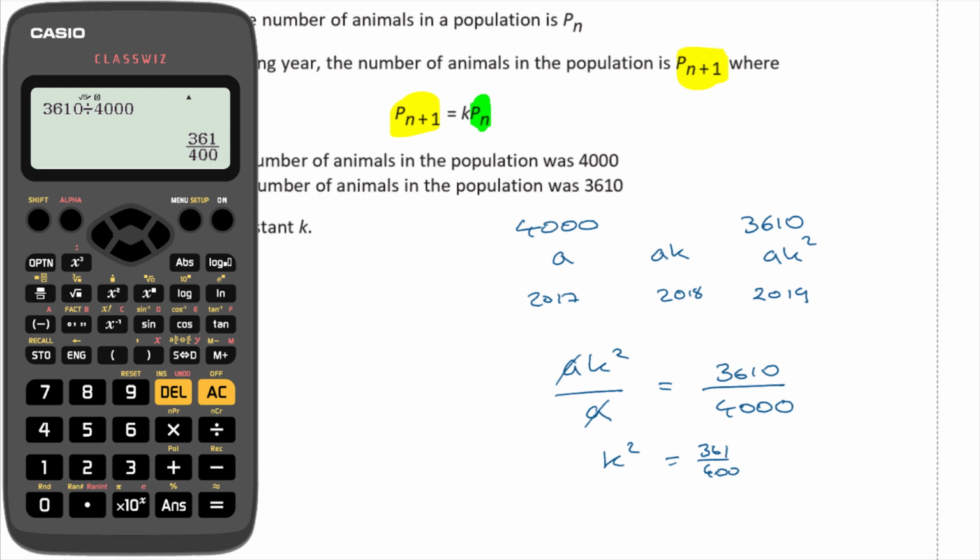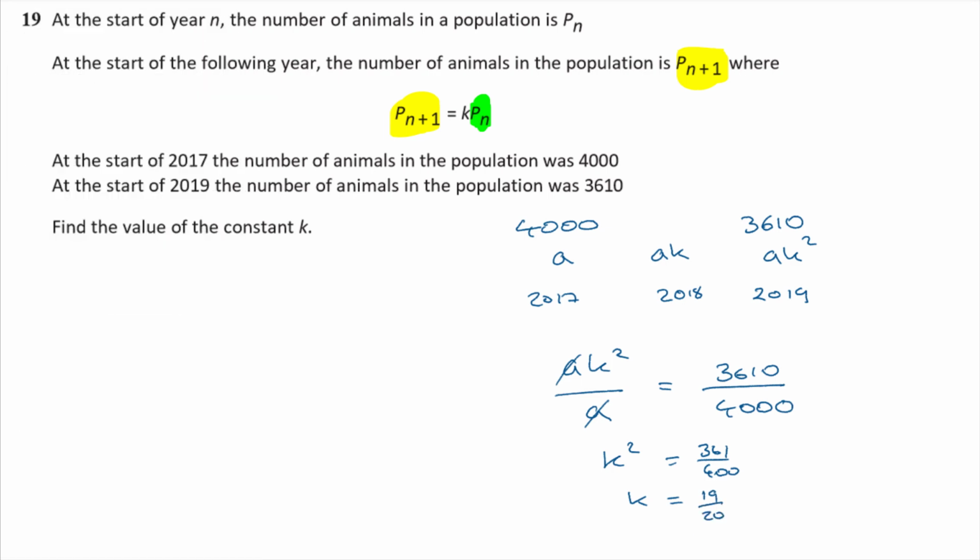So then k is going to be the root of that, isn't it? So if I can root that, 361 over 400. What's the square root of that? I can see the bottom square root's to 20. I don't know about the top one. Oh, 19. So that's 19/20ths.